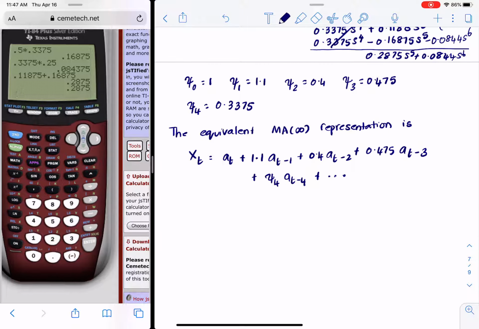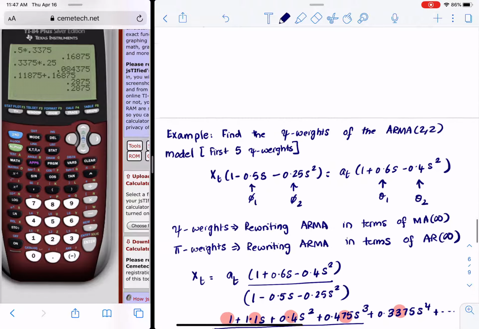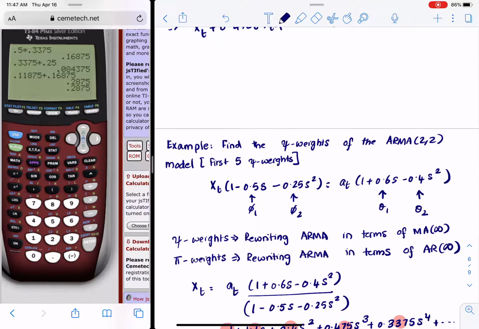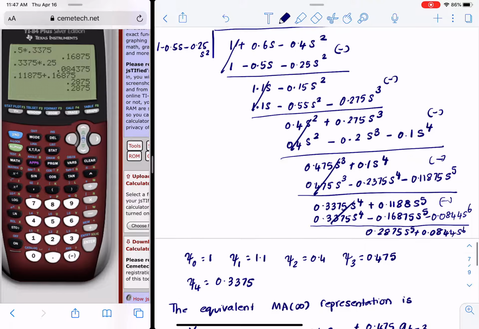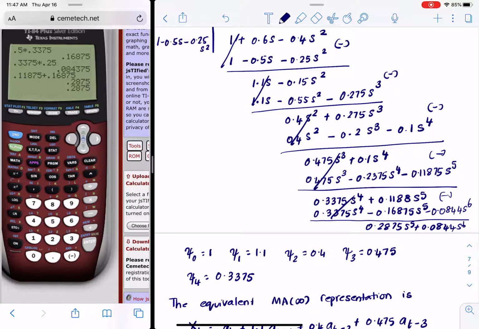So we could just do the reverse of what we did. In other words, we could take the left-hand side expression, 1 minus 0.5s minus 0.25s squared, divided by 1 plus 0.6s minus 0.4s squared, and we can end up finding the AR infinity representation using a similar long division process.